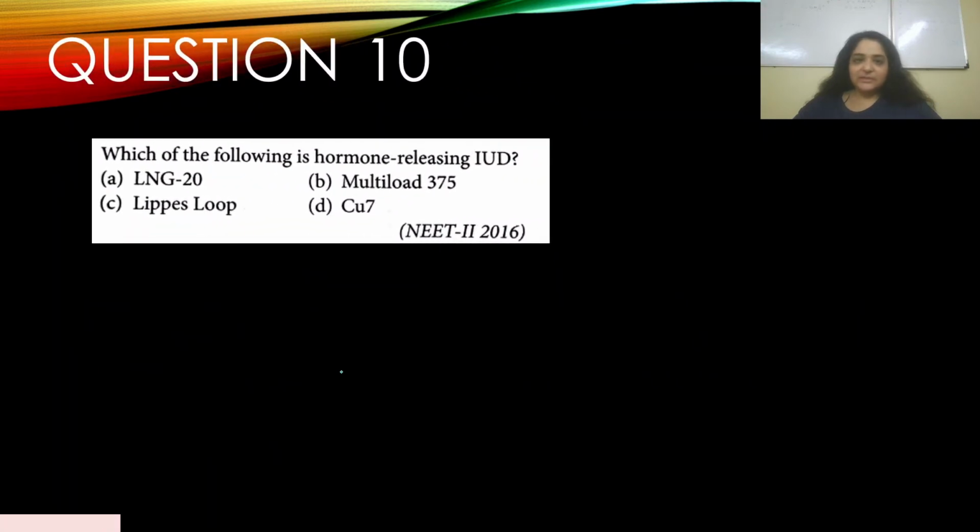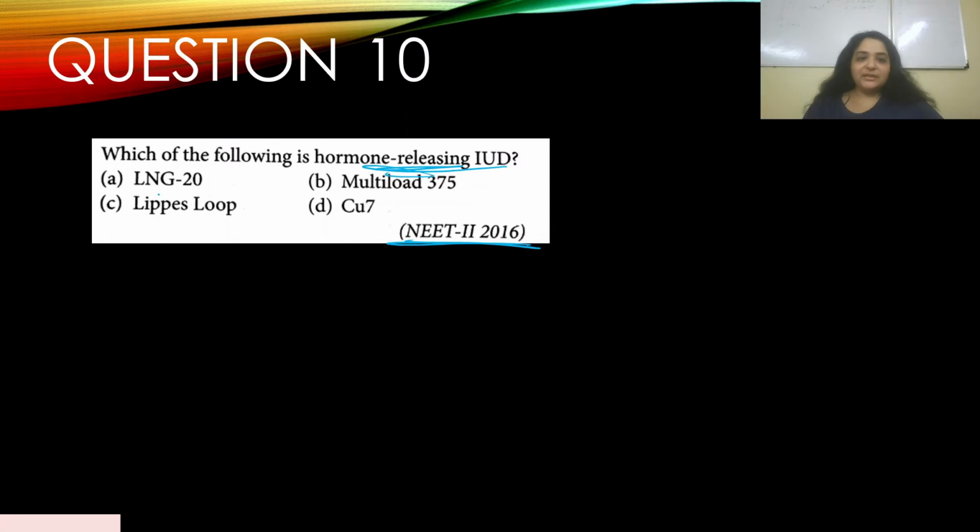Okay, so question number 10. Which of the following is a hormone releasing IUD? I've already discussed hormone and copper releasing IUDs. They are asking for hormone releasing IUDs, and this appeared in NEET 2016. In NCERT, there's a list of all the different types of IUDs available. I would suggest you note this down.